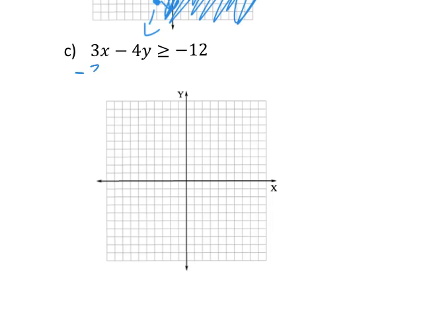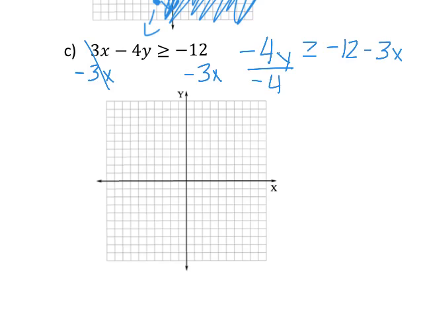All right, looking at C, we have a little bit of work to do up front. So we need to subtract 3x from both sides. So I have negative 4y is greater than or equal to negative 12 minus 3x. Divide by negative 4 on every single piece. And I end up with y is less than or equal to, right? I had to flip my sign there because I divided by a negative. Positive 3 plus 3 over 4x.